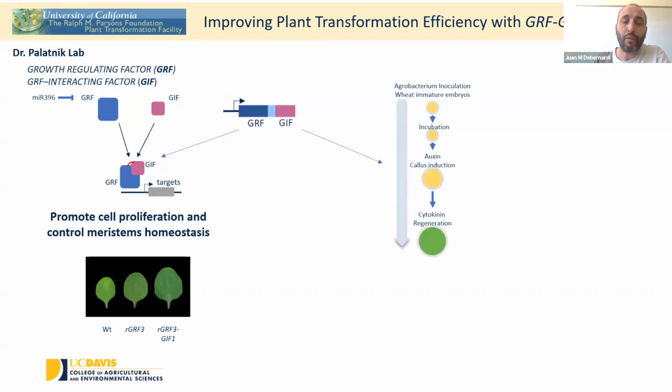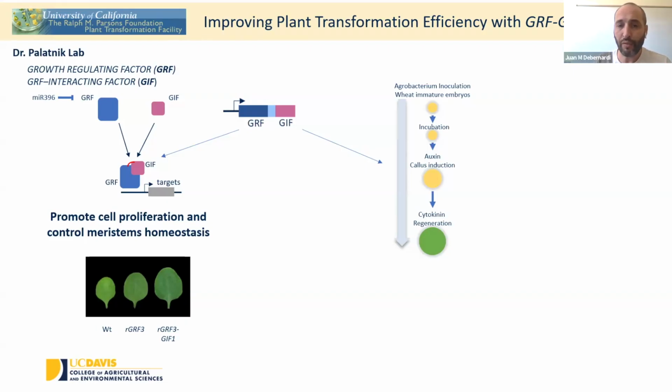Similar to sorghum, the wheat transformation protocol that we use starts with immature embryos. I would say that immature embryos are a great explant for many of the cereals, and I highly recommend using them because it helps a lot and is very efficient. It was very simple because we incorporated GRF-GIF in an Agrobacterium transformation in a binary vector.